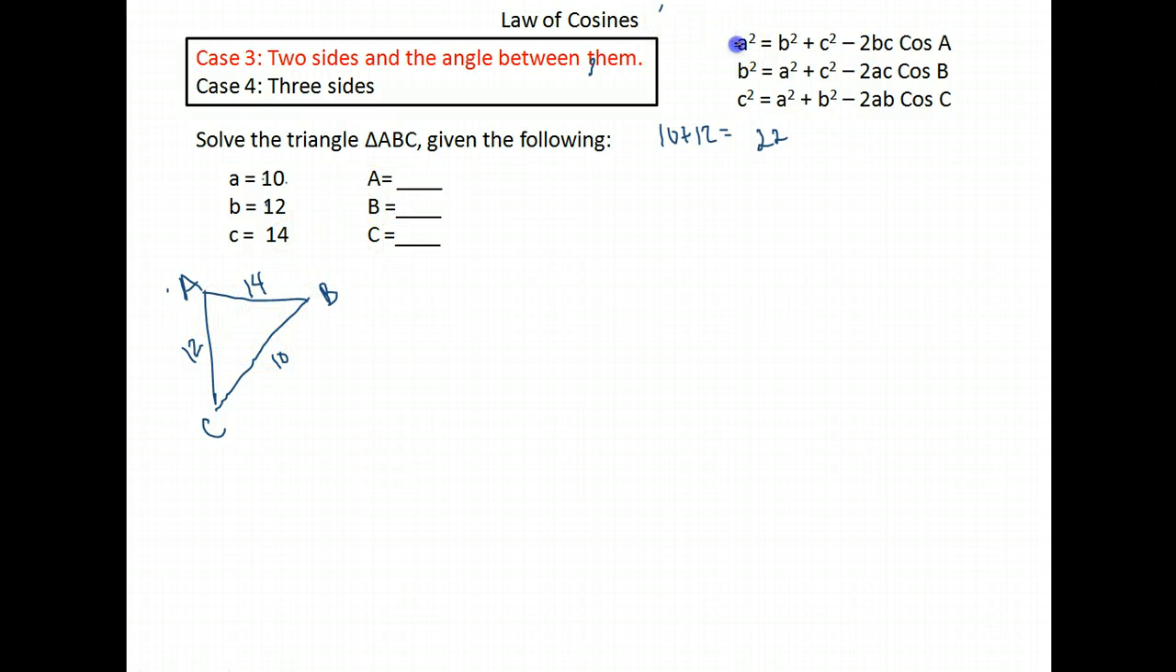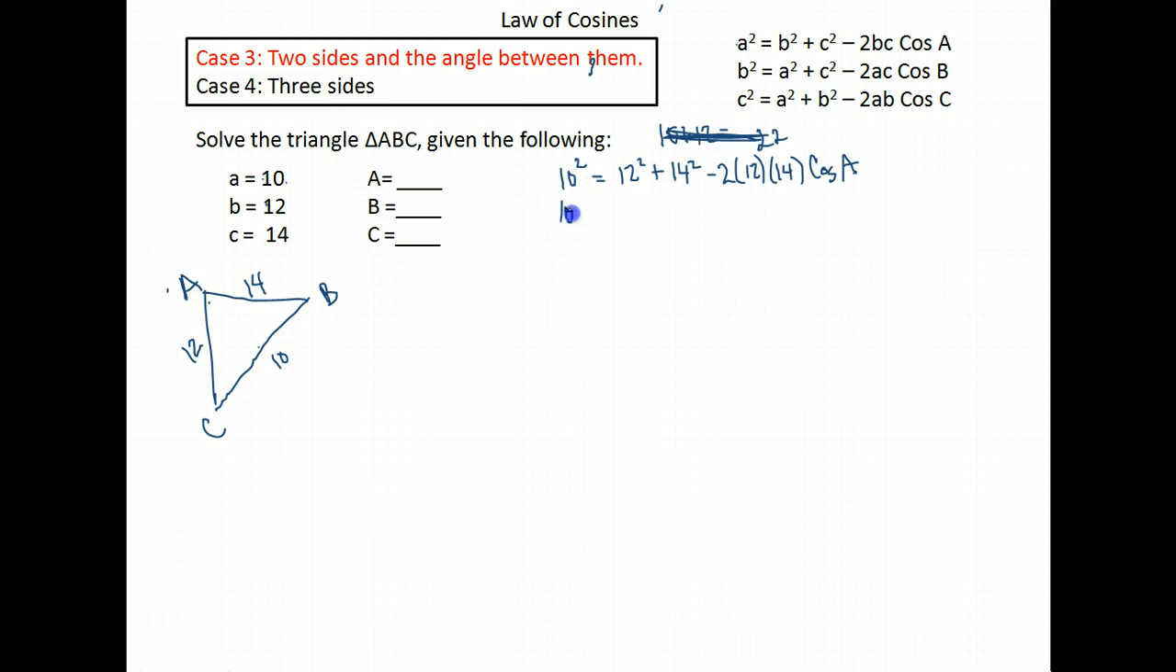So for law of cosines, whatever angle you're looking for, you start with the side opposite that, which is going to be by itself on one side of the equation. So 10 is my little a, squared, equals the other two sides squared, so 12 squared and 14 squared added together, minus 2 times those sides multiplied again, so times 12 and 14, times the cosine of angle A, which we don't know, so we're just calling it A.